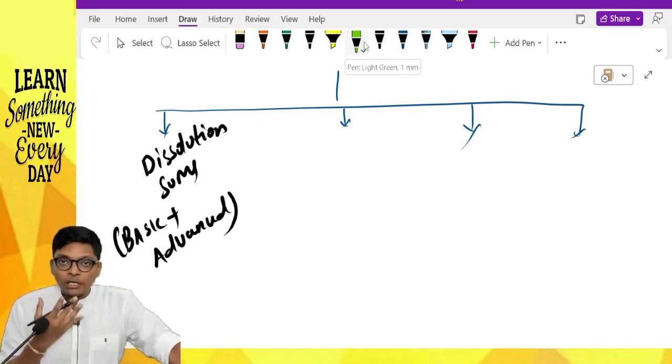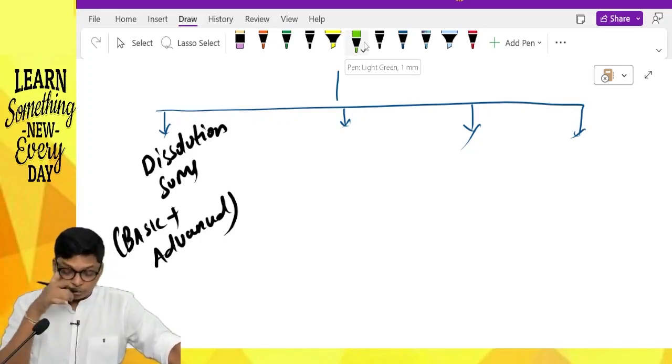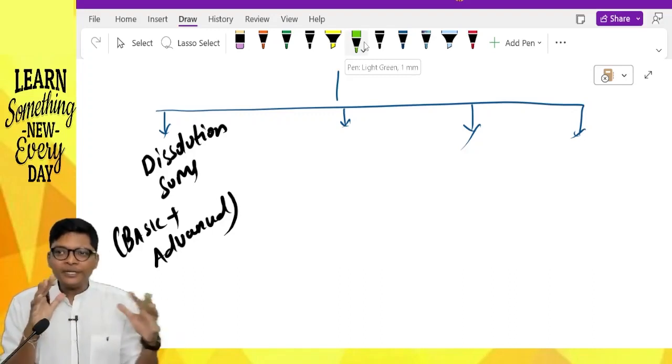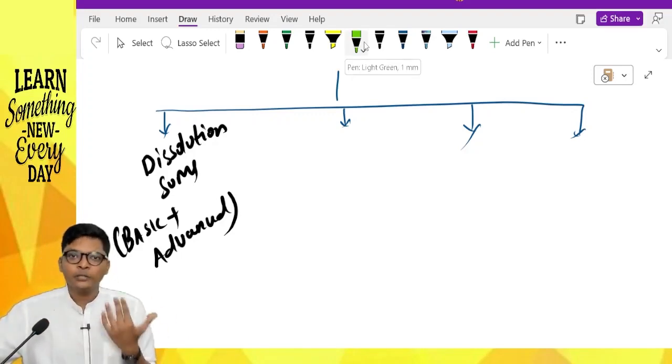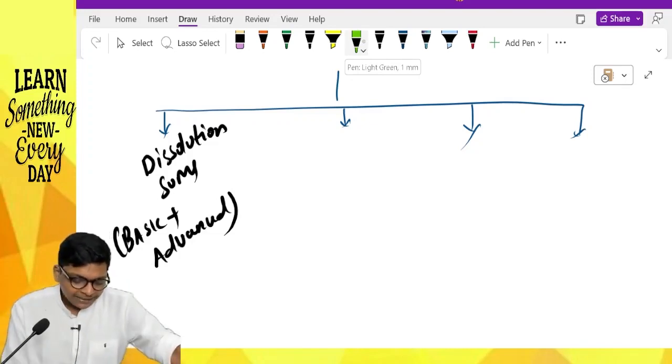Anybody watching the recording of this chapter, I'm talking to recording students, preferably watch amalgamation and come here. You will understand why. Sir, why can't I study this first? In school I learned this only first. Wait till the chart gets over, then you will have an idea. Okay, basic plus advanced, I'll come to it. Let me finish the chart.